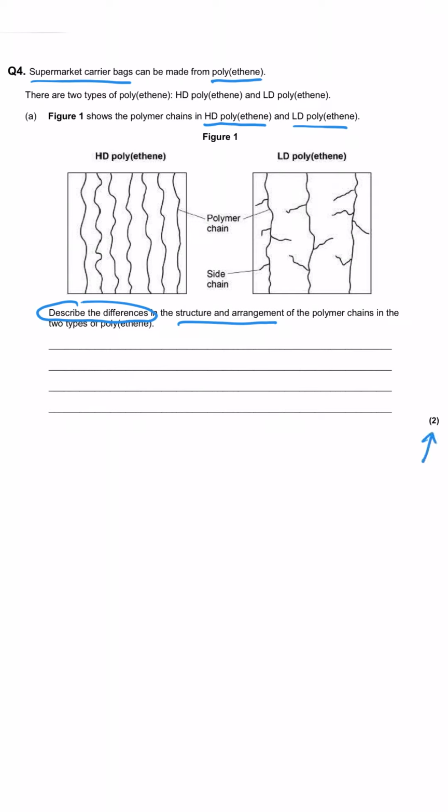So if we just look at these polymer chains, you can see that in high density we have just got sort of wiggly lines that look like this, and then in the low density we've got these funny little branches sticking out at the side.